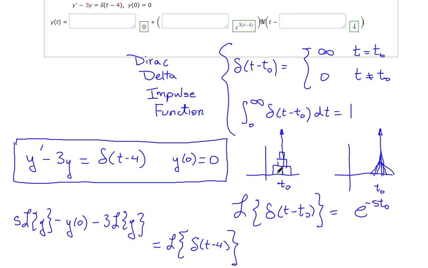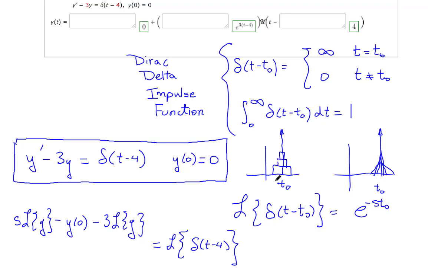The other thing strange about this particular function is if you integrate it from 0 to infinity, and you're integrating across this t0, the area under the curve is exactly 1. Now that seems to defy logic a little bit because it has no width but yet infinite height.